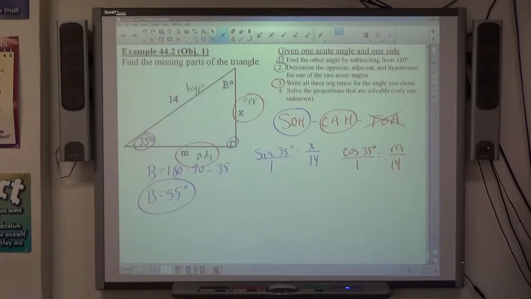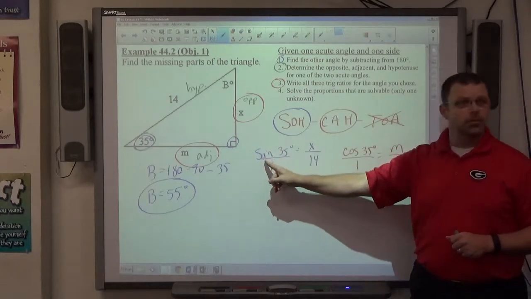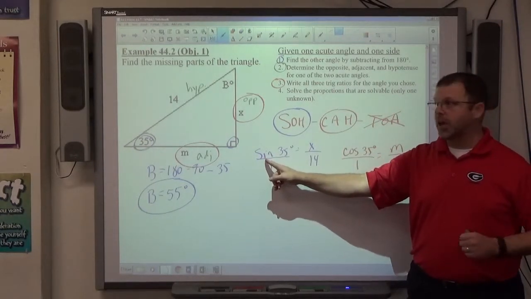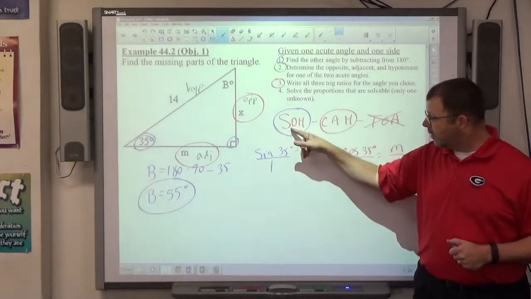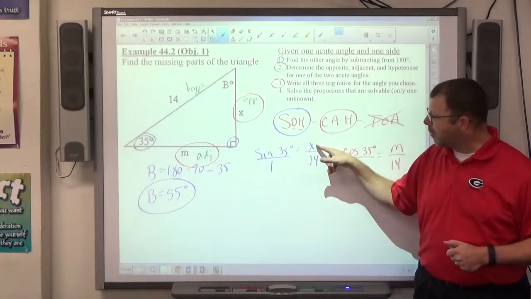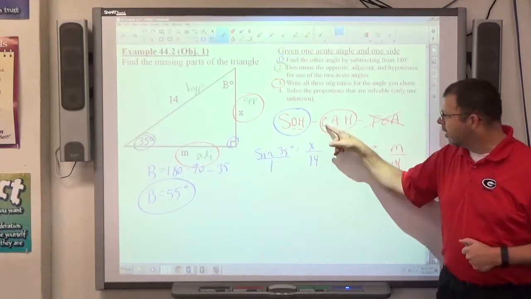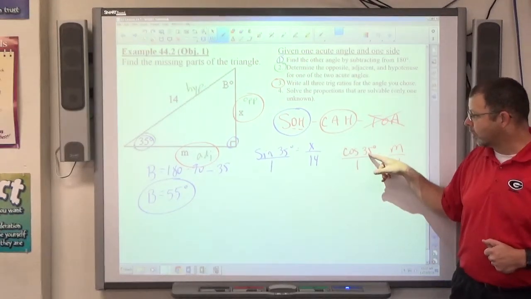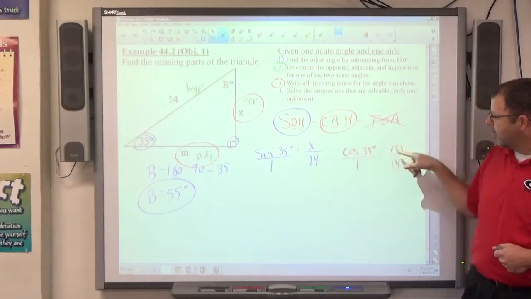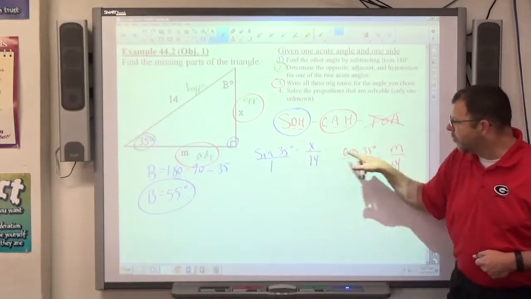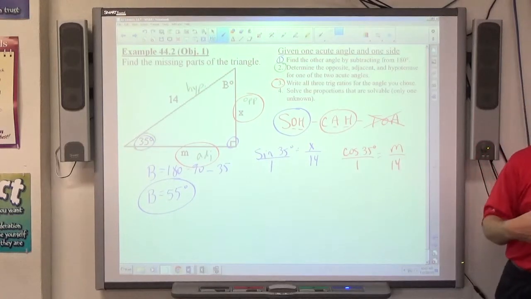Again, I'm going to harp on this right now because right now is where people start messing up. Trig ratio named sine or cosine in this case, sine of an angle equals the ratio opposite over hypotenuse, opposite x over hypotenuse 14. Cosine of an angle, 35, the one we chose, equals adjacent side over hypotenuse, that's m over 14. Put both trig ratios over 1 to create this nice proportional look because, again, proportions cross multiply.